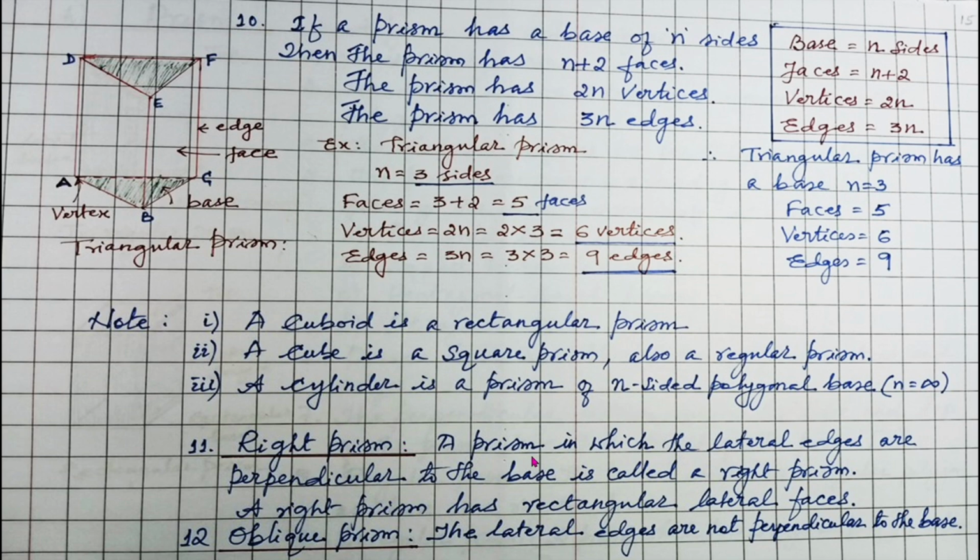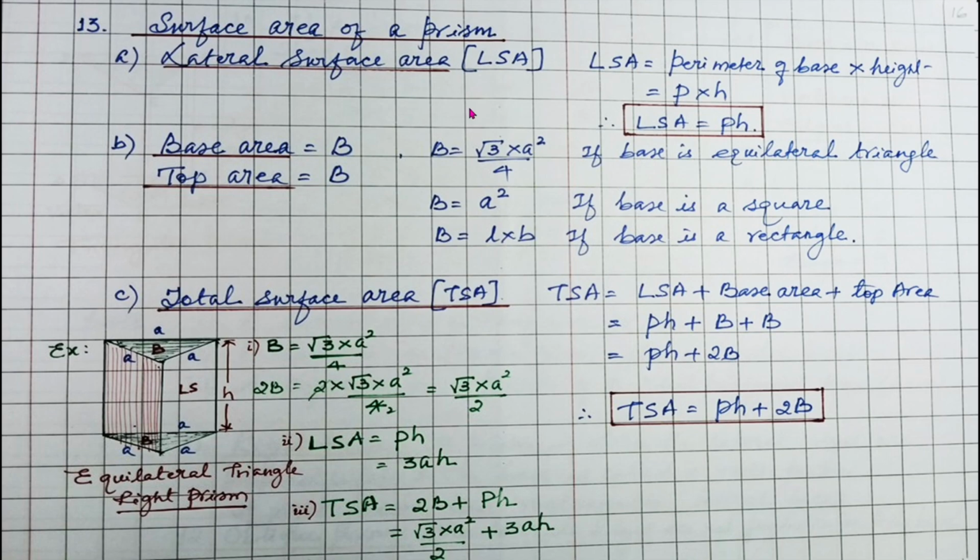Now the right prism: a prism in which lateral edges are perpendicular to the base is called a right prism. A right prism has rectangular lateral faces. An oblique prism is one in which the lateral edges are not perpendicular to the base.